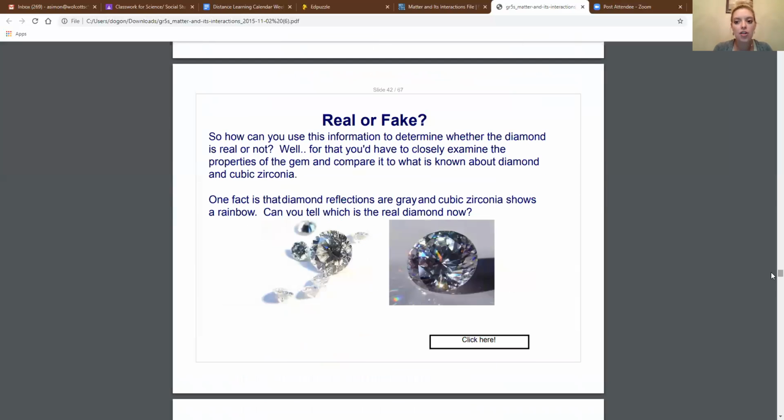All right, so now that we know these other properties of matter, it's important to see, when we closely examine the diamond and the cubic zirconium, one fact is that diamond reflections are gray and cubic zirconium shows a rainbow. So we're talking about shininess and reflections. The diamond reflects gray and the cubic zirconium reflects rainbow. So now looking at these, which one is going to be the diamond? Which one reflects gray? You said the one on the left, you are correct. You can see that this one is reflecting gray, whereas this one is kind of reflecting with rainbows.